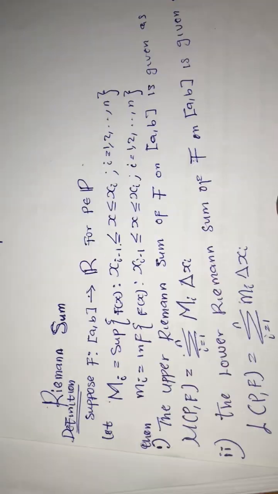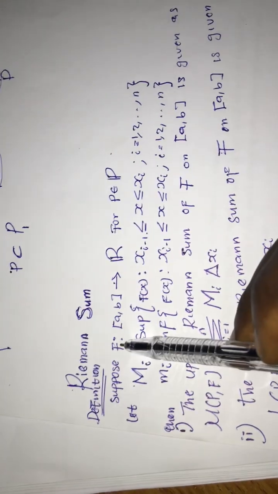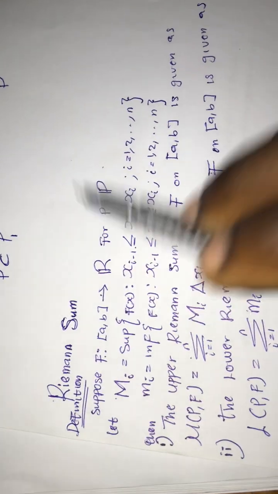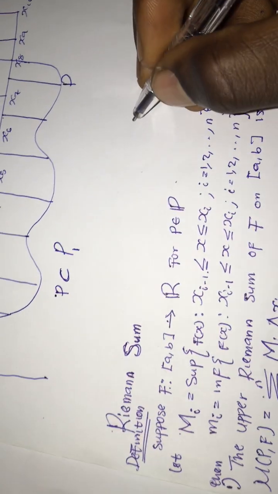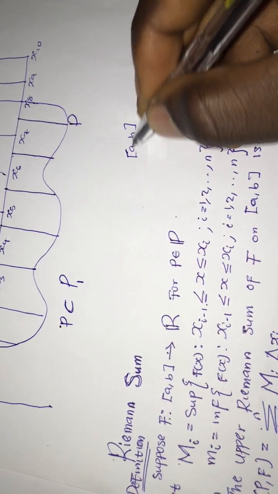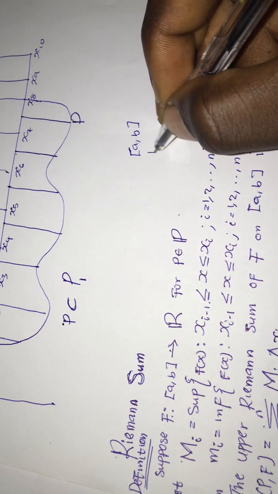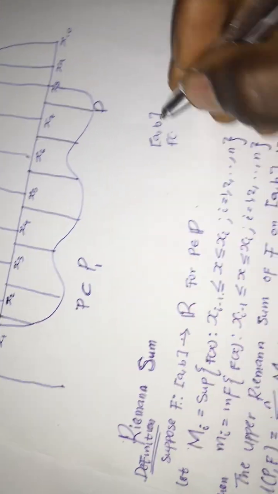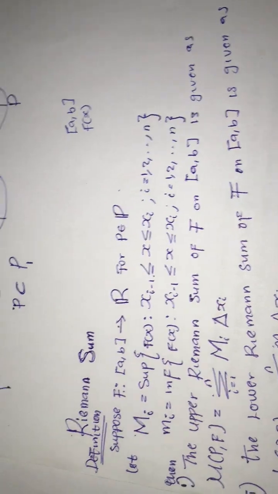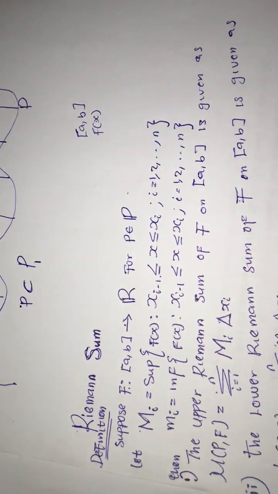Now, Riemann sum. Suppose f is a function acting on this interval and it maps to R. That is, any value of x we pick that is in this range, we are going to input it into this function, and the function will map to a real number. It's going to have its image on the real numbers.